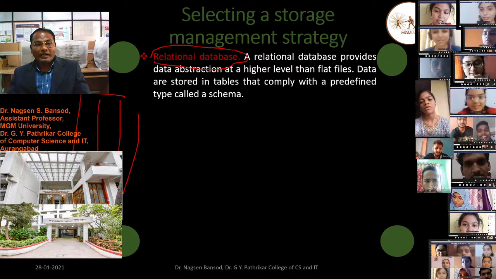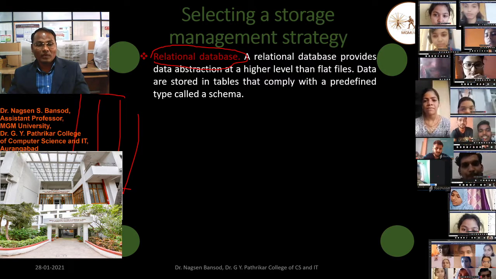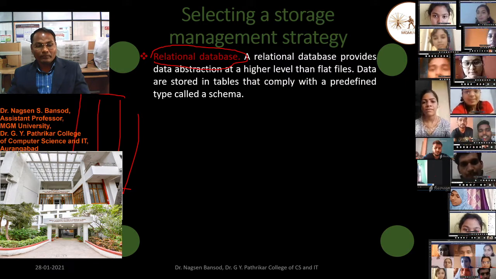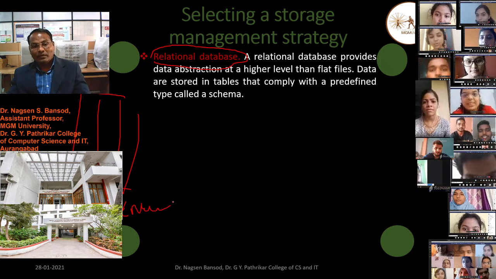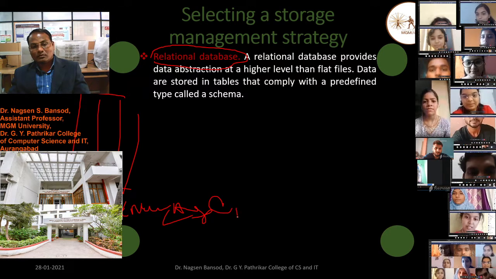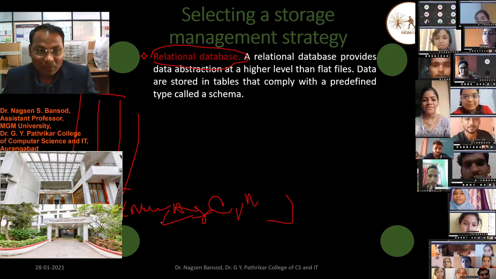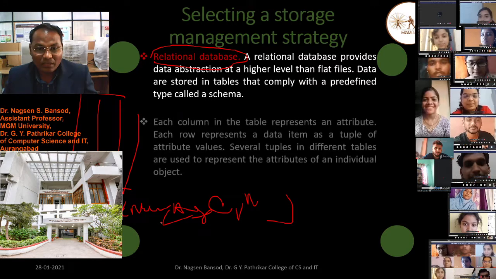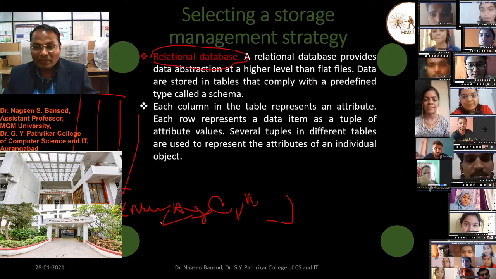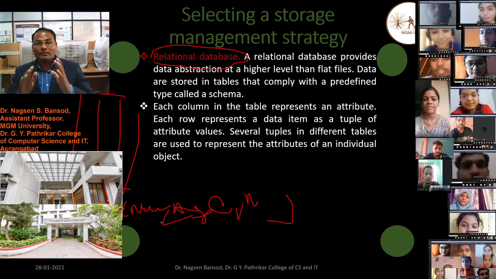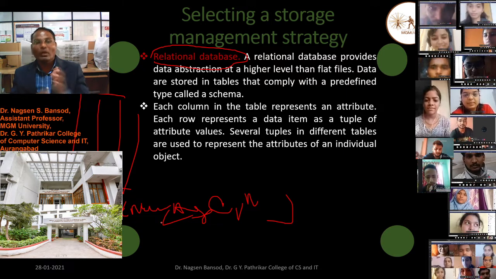with a predefined type, which is called a schema. For a table, the schema means the table name like student and their name, age, roll number. Like this we can create the table schema for a relational database management system. Each column in the table represents an attribute. Each row represents a data item as a tuple of attribute values.